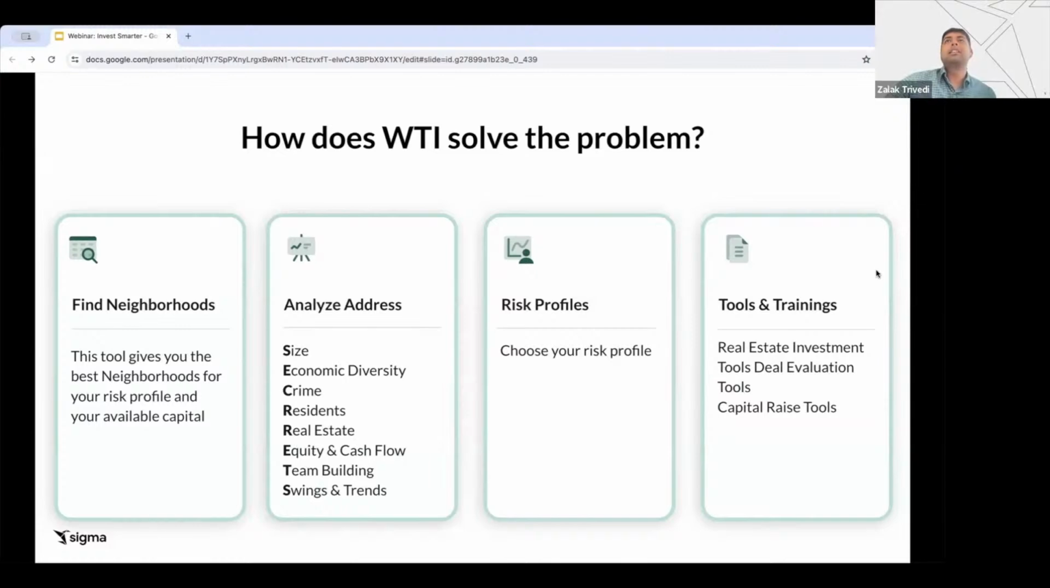So basically, you're collecting all of this public data that is available to everybody, passing it through the secret sauce that WTI has, and then giving actionable insights, or almost democratizing the data to all the people who want to invest in real estate. Right. And at a very affordable price.